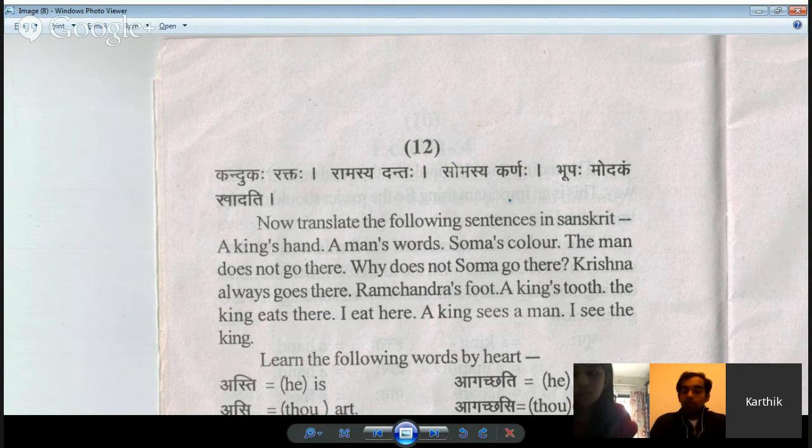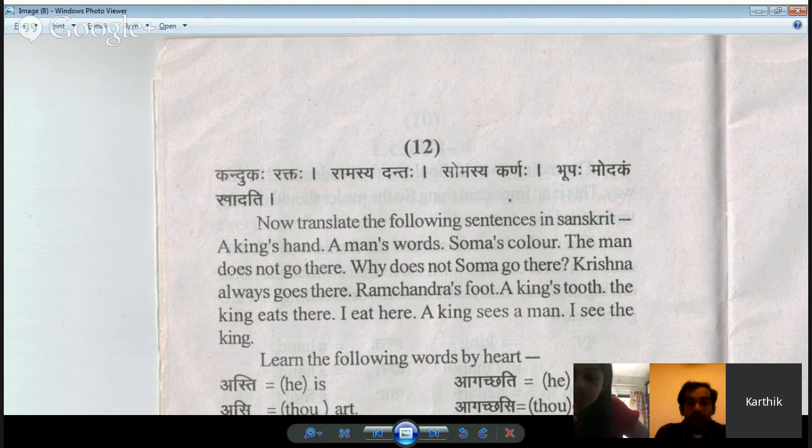Next is Soma's color. Unnati, you can go for this. Soma's color. Somasya varnaha. Okay. And then next one, Prashant, you can go. The man does not go there. Naraha tatra na gacchati. Na gacchati. Correct. Next one, Unnati. Why does not Soma go there? Somaha tatra kim na gacchati. Kim na gacchati. Very good.